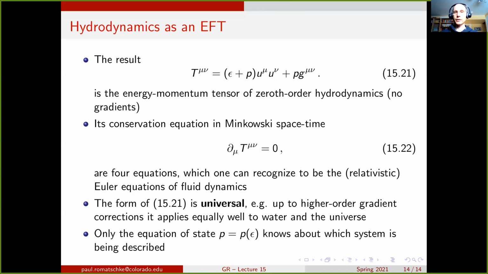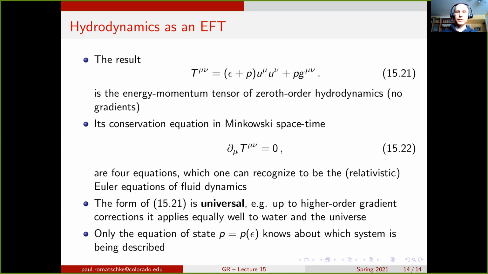And that's basically the beauty of it, because the setup of the energy momentum tensor is universal, and all the interesting information condenses into this one function that knows about what systems it is that you're describing.